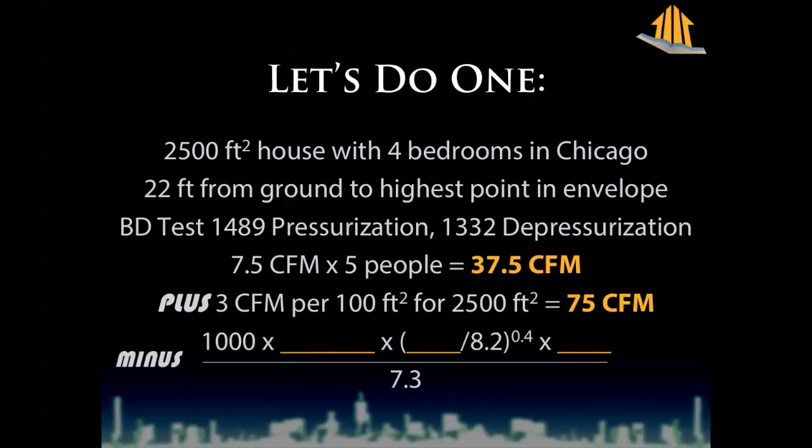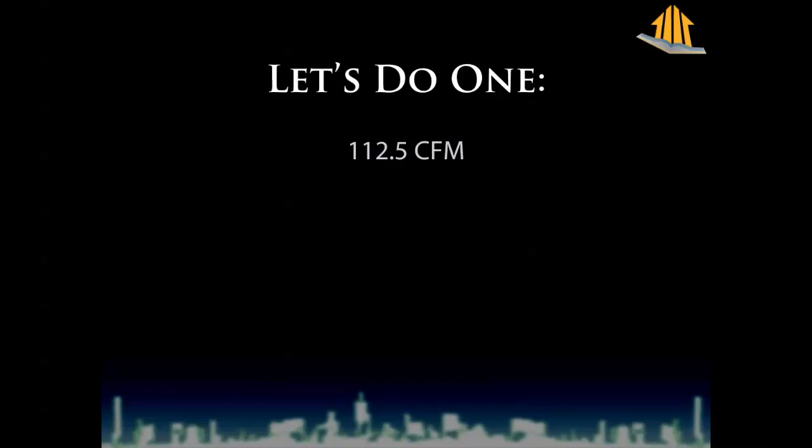So I take my big massive equation that I showed you just a second ago that's got it all boiled in there. 1,000 times the ELA. And remember, this is in square feet, not square inches, times the height of my building, which is 22, times the weather and shielding factor. And I run that calculation right there using my caret for that to the power of 0.4. And I get this at the end. I get 112 CFM for my addition portion.